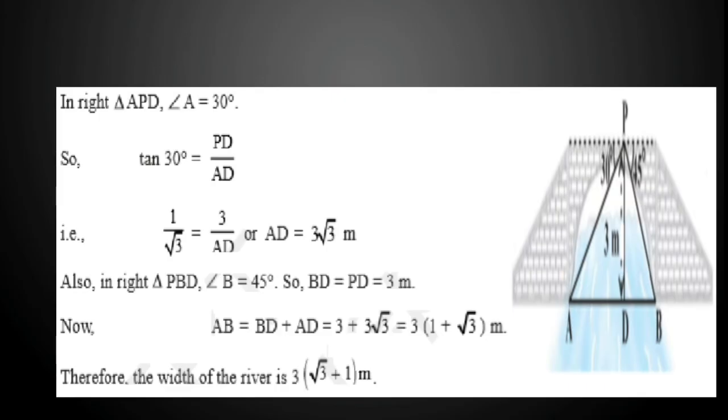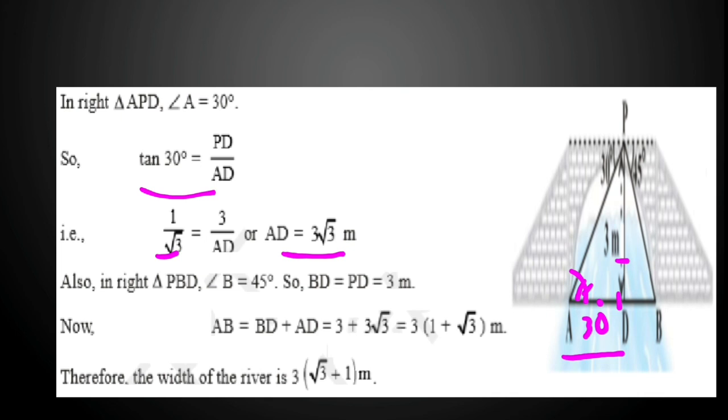Now in the triangle APD, this angle becomes 30 degree. If you consider this 30 degree as the required acute angle, you can say that PD by AD is equal to tan 30 degree. Put the value of tan 30 degree, the value of AD will be 3 root 3 meter. So you got the value of AD.